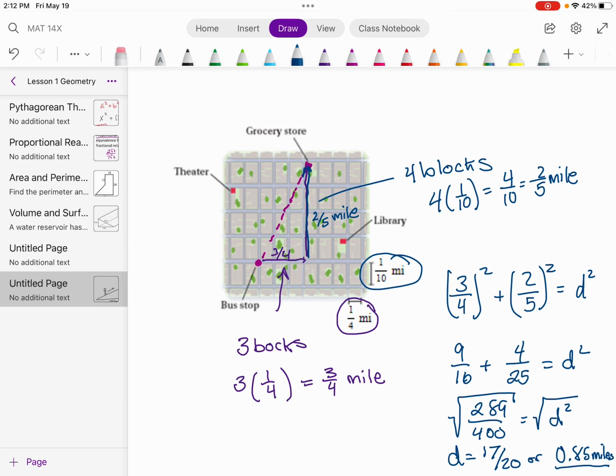And this is an example of how we can use the Pythagorean theorem to estimate or find the distance between 2 points.